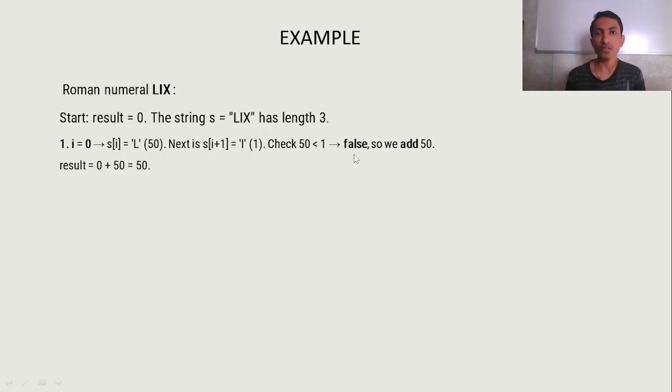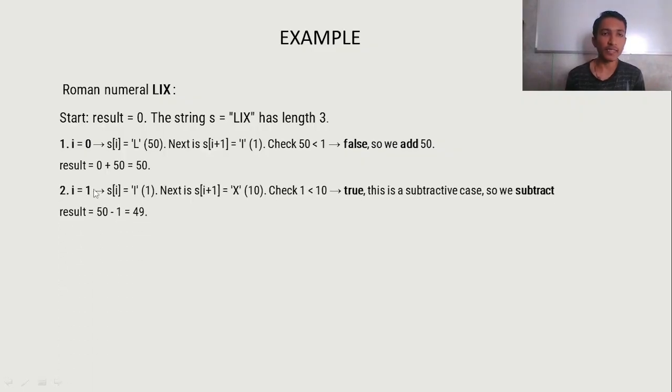It is false. So what will we do? Because 50 is greater than 1, we add 50, which means the result is 0 plus 50. Now if i is equal to 1, S[i] is equal to I. Next is S[i+1], which is equal to X, that is 10. Now again we will check.